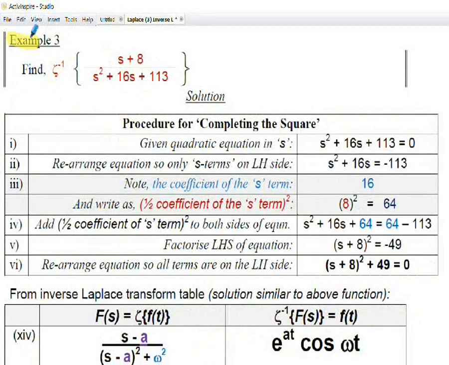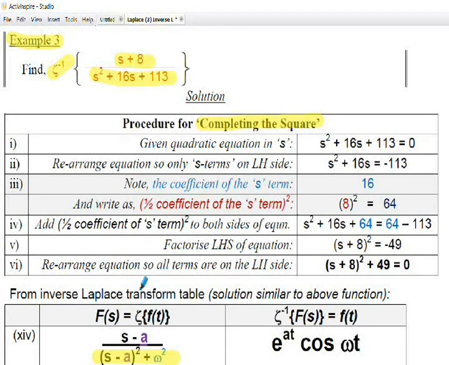Okay, example 3 here, we're looking for the inverse Laplace transform of s plus 8 over s squared plus 16s plus 113. Now if you look at the inverse Laplace transform table, you will see no transform that has a quadratic term on the bottom line, a quadratic expression in the form of ax squared plus bx plus c. So this is an example where we're going to use completing the square, and by doing this we'll be able to make the denominator into this format, the s minus a all squared plus omega squared type format. So another tool in our armory for arranging a non-standard inverse Laplace transform into a standard form.